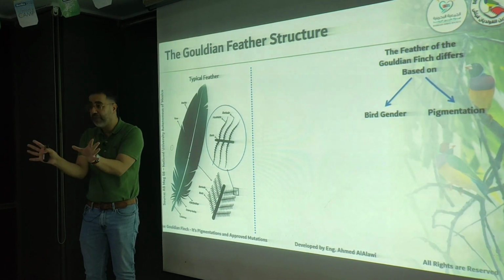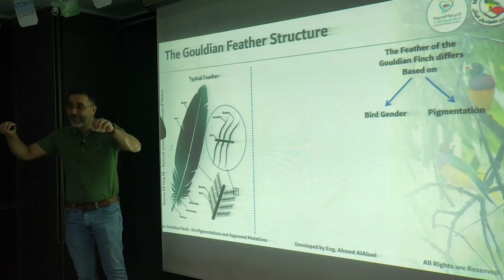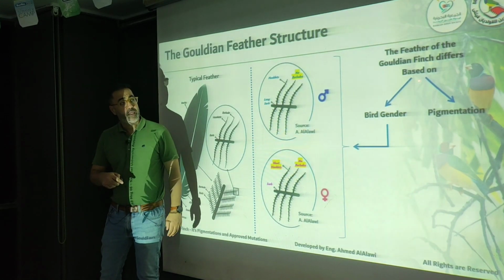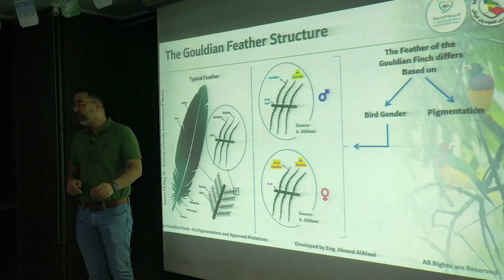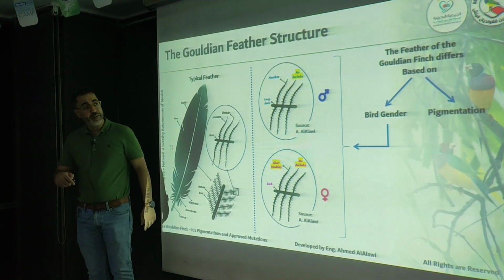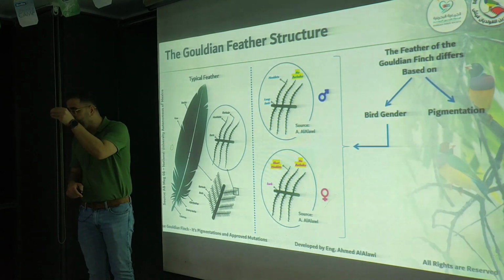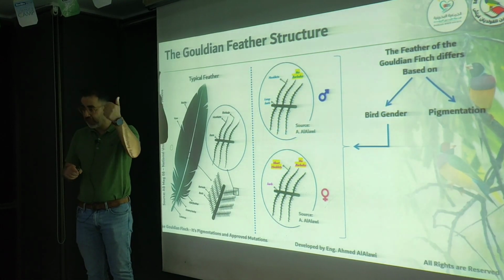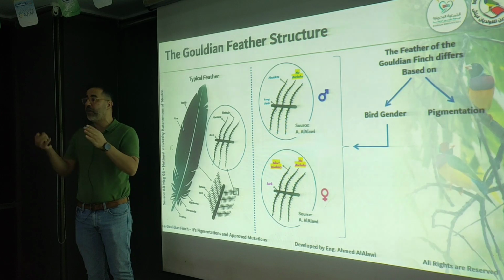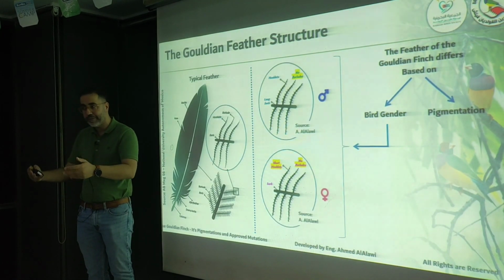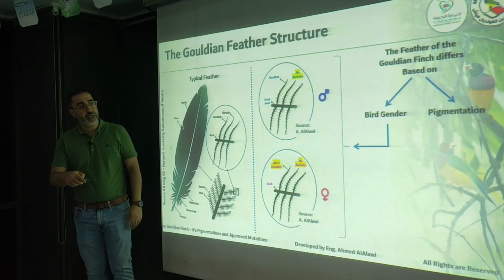Complete feather. And soft. Very soft. In Gouldian finches, the impact on the feather is based on two pillars. One, gender. Two, the actual pigment, the color. These two factors, the gender of the bird and the pigment, are responsible for shaping the feather. Let's talk about the gender.